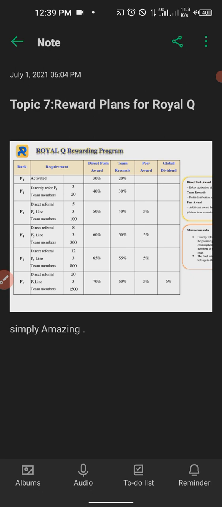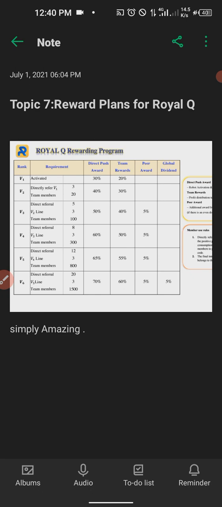Then when you're in V3, what do you need to be in V3? You need at least 5 direct members. So you need to refer at least 5 people to yourself and they need to have activated. Now, you also need 3 people who are in V2. What does this mean? Meaning you need to also grow alongside your team. So you need 3 people who are in V2 within your team. So you need to have 3 downlines who are already in V2 with yourself.